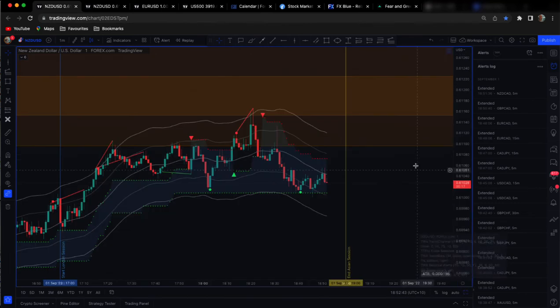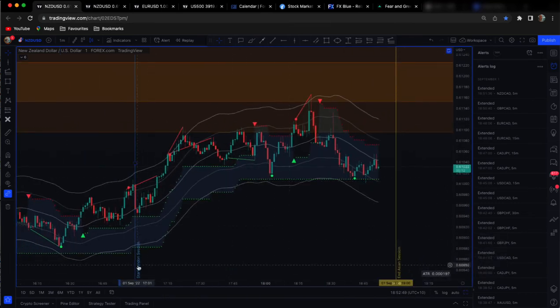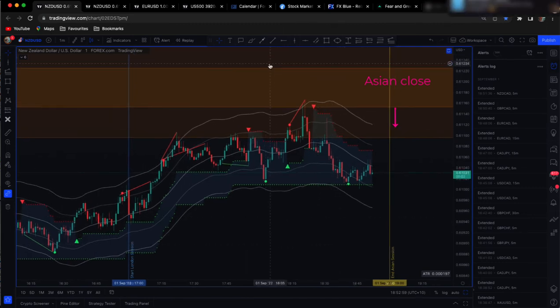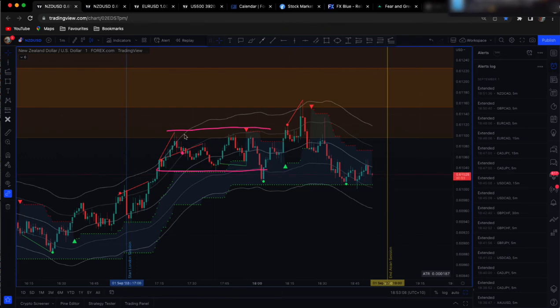Now, what we're looking for here is this. I've marked up London session open. Now we're trading into the Asian session. This chart pattern is what you're looking for. See how you have this range? This is building liquidity above and below the range. This is set up by market maker algorithms to specifically do that.